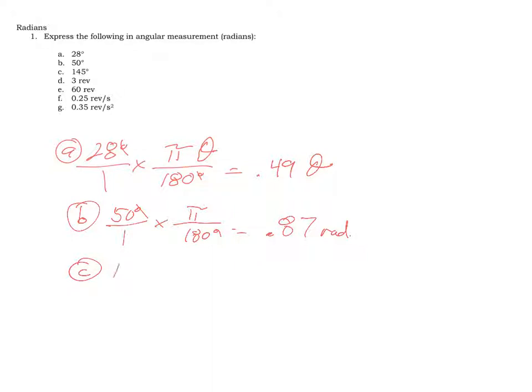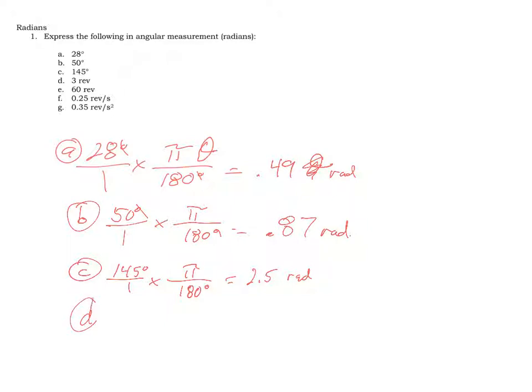C is 145 degrees. Put that over 1. Again, my conversion factor is pi over 180 degrees. The degrees just cancels, so it's 145 times pi divided by 180, and you get 2.5 radians. I guess I should just put radians right there.